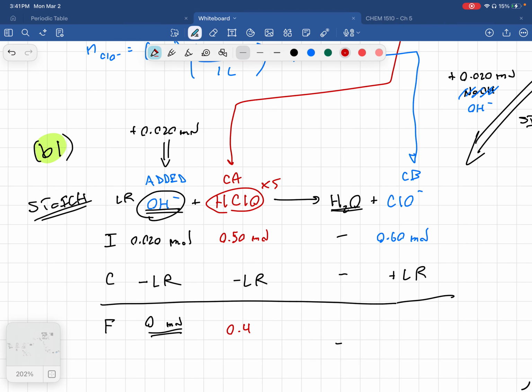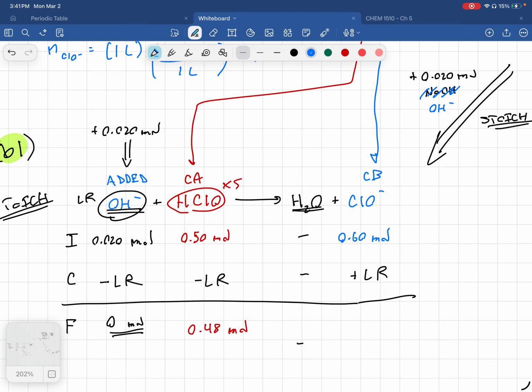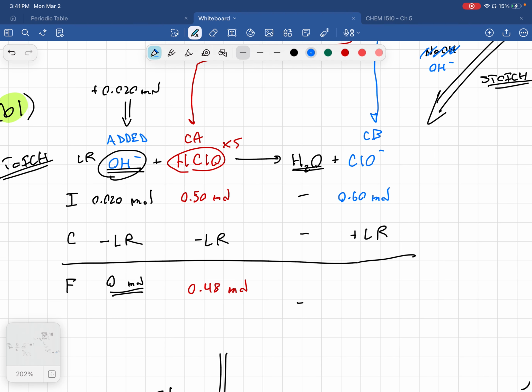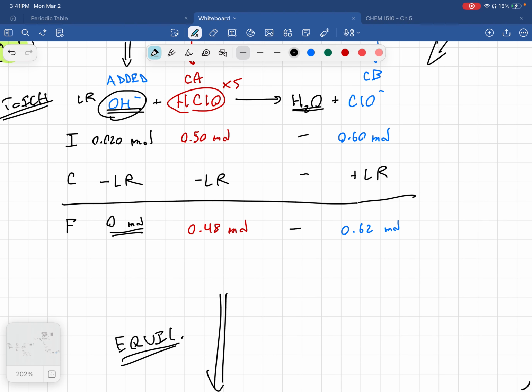So 0.48 moles. And then for our hypochlorite ion, it's going to be 0.60 plus 0.020 because for every mole of HClO that reacts with OH minus, we create 1 mole of ClO minus. So it will go up. So 0.62 moles. Okay.